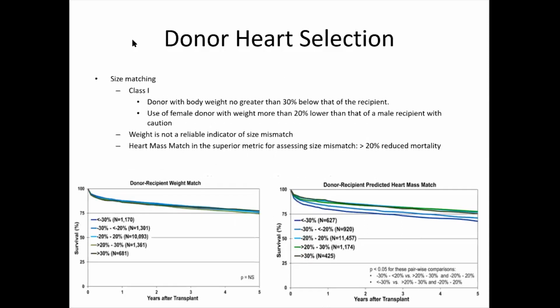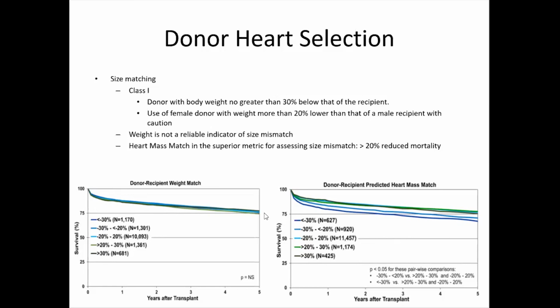The size is the next thing that we think about when we get the call on these patients. The general guideline for us, if we go by weight, is that the donor weight should not be more than 30% lower than the recipient weight. If it's female to male, that's 20%. However, if you look at the graph on the left side, these are the donors with the discrepancy from less than 30% to more than 30%. How they do after transplant is actually not very different.